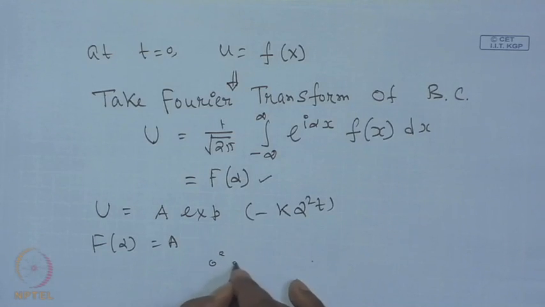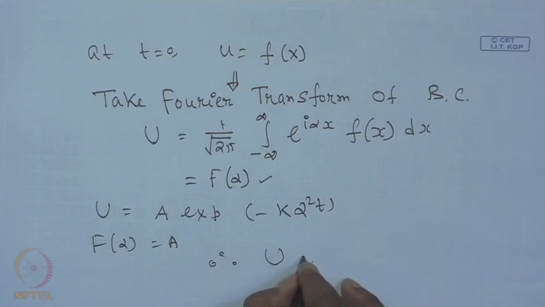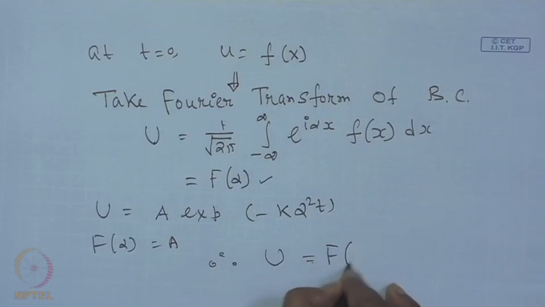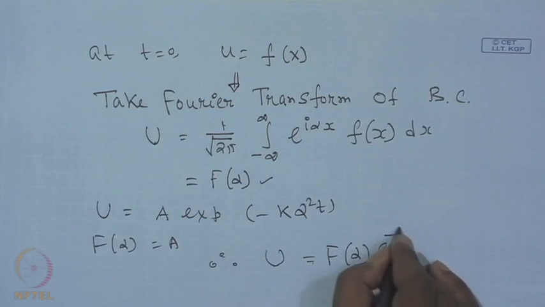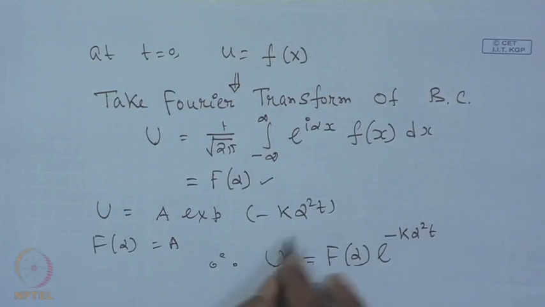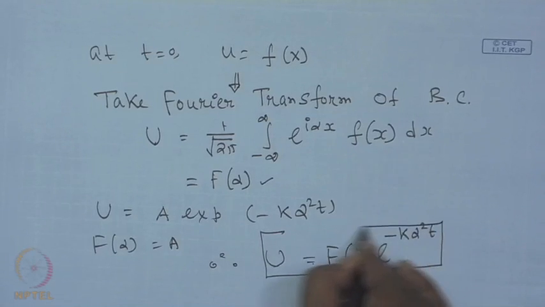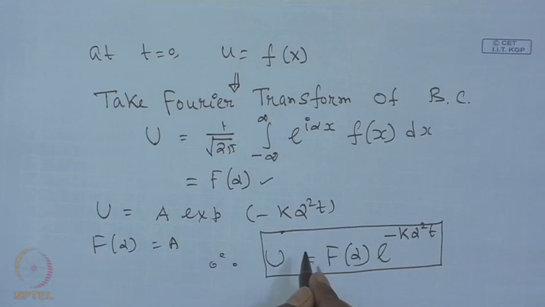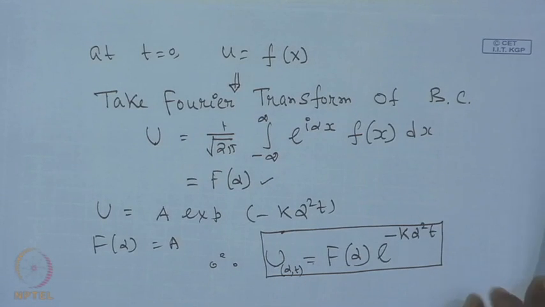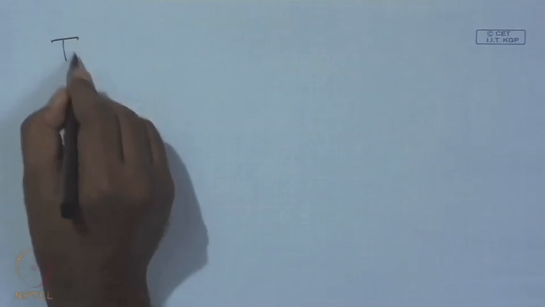So, the complete solution in the transform domain becomes f of alpha e to the power minus k alpha square t. This is the solution in the transform domain, alpha and t domain. Then what we can do? We can take the inverse transform and convert into the x and t domain. So, we take the inverse transform.